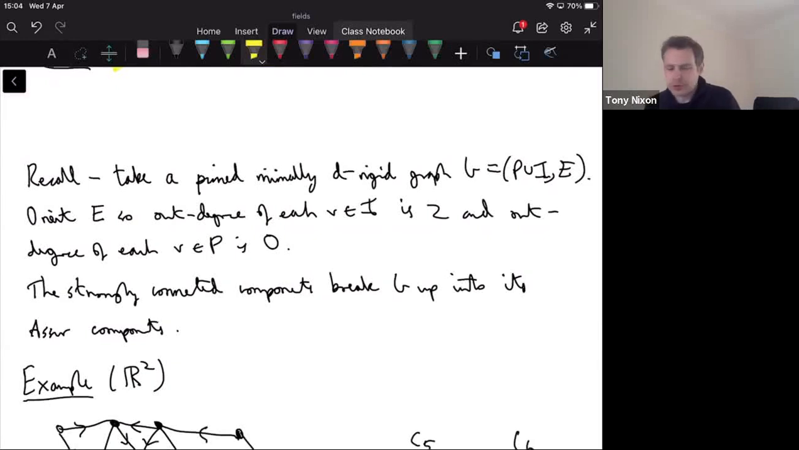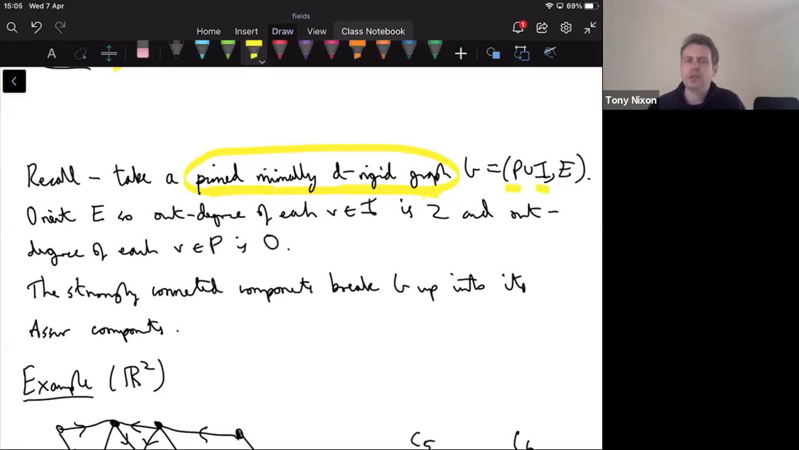Okay, so it was several days ago. So what were we doing? We were looking at d-rigid graphs, minimally d-rigid graphs, but they weren't just arbitrary bar joint structures. They were pinned frameworks, so it was minimally rigid as a pinned framework. Remember, we used this partition of the vertex set into pinned vertices and inner vertices. And so we have a pinned minimally d-rigid graph G.